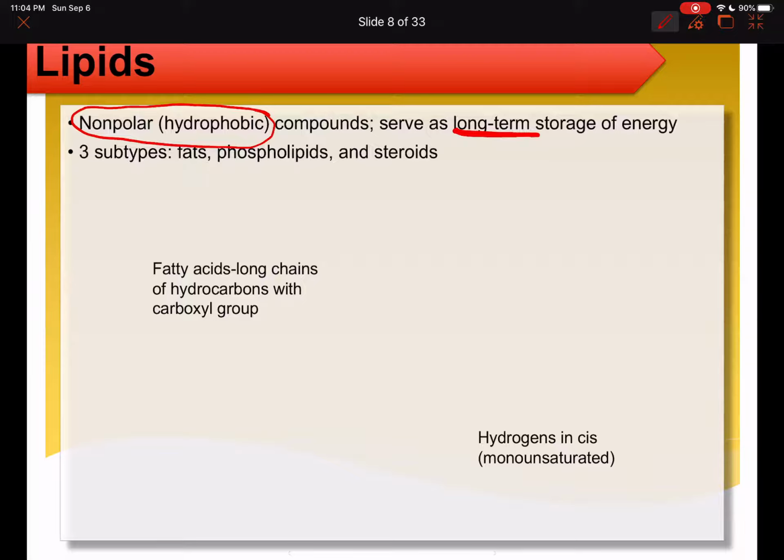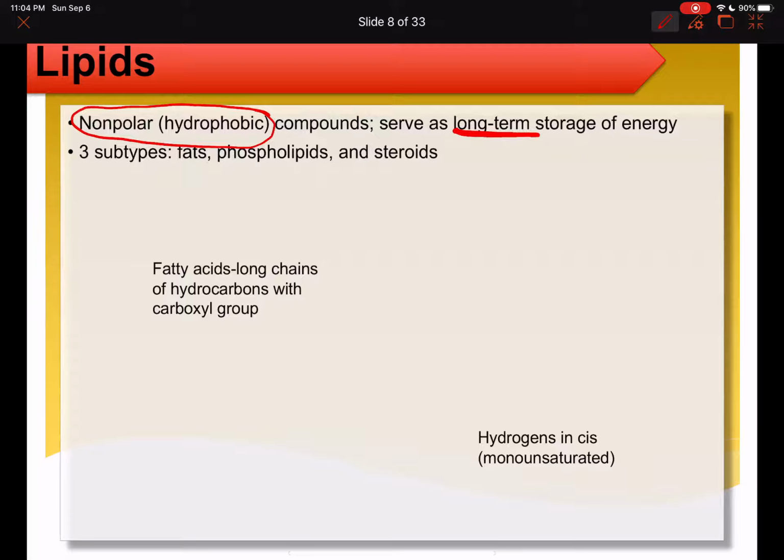Okay, which is why they say it's hard to burn your fat. You gotta at least be running on the treadmill for 15 minutes or more before you start burning fat reserves, because that is our long-term storage of energy, and it's sort of like a second resource. Okay, because our first resource is always glucose and then glycogen.